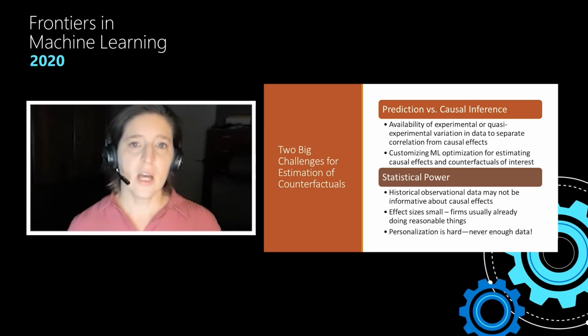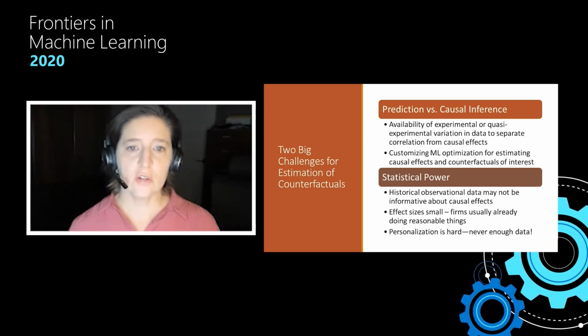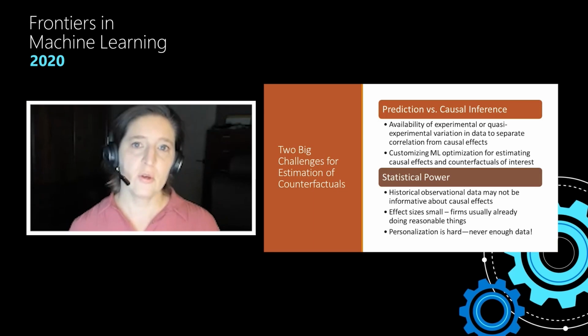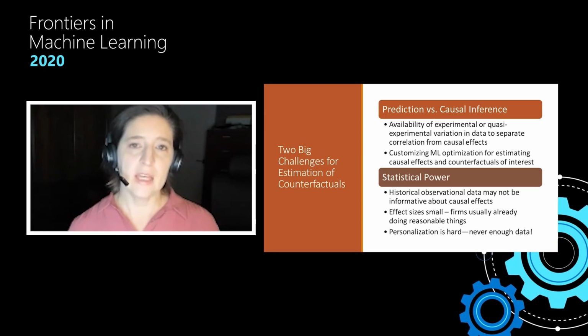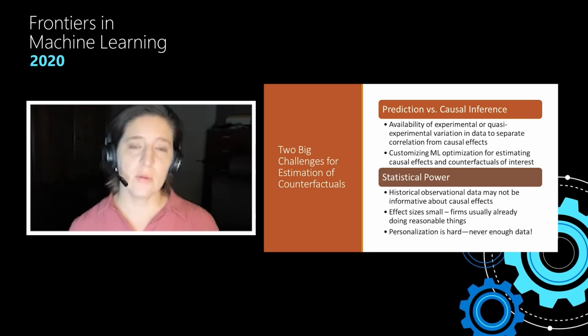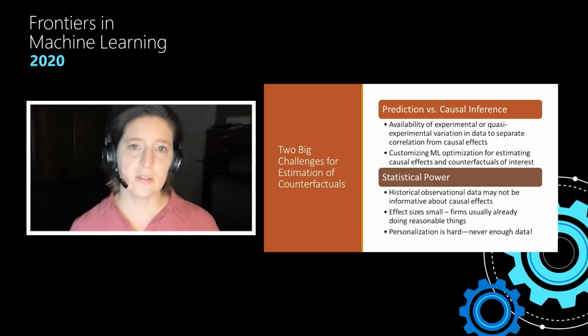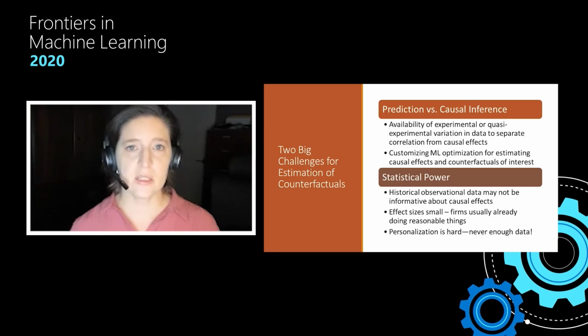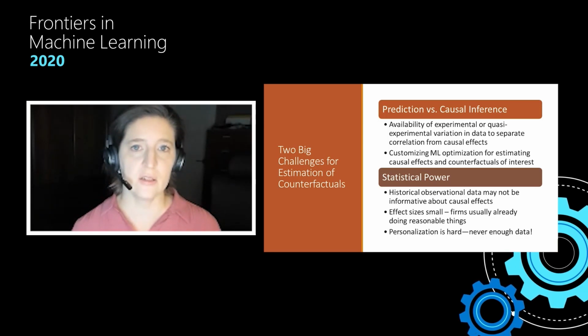We also need to customize machine learning optimization for estimating causal effects and counterfactuals of interest instead of for prediction. And indeed, model selection and regularization need to be quite different if the goal is to get valid causal estimates. And that's been a focus of a lot of research, including a lot of research that I've done.